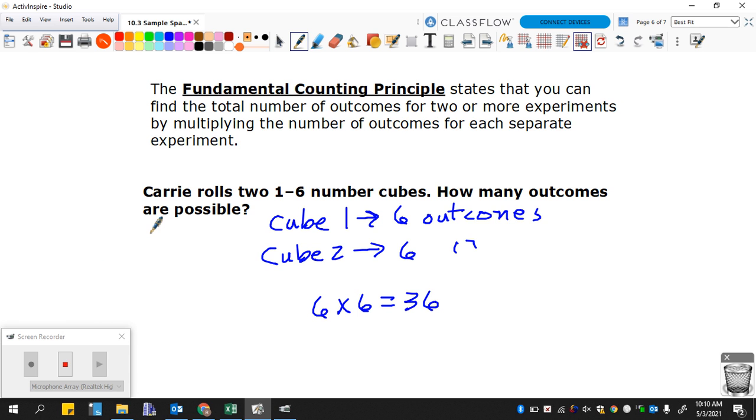It's sort of tedious, I guess, to try to list all of them, so I'm not going to. But if you think about it, if you roll a 1 on the first one, then you could roll a 1 or a 2 or a 3 or a 4 or a 5 or a 6. And then if you did a 2 and did the same exact thing over and over again, then eventually, just by listing all of them, you would end up with 36 possible outcomes, okay?